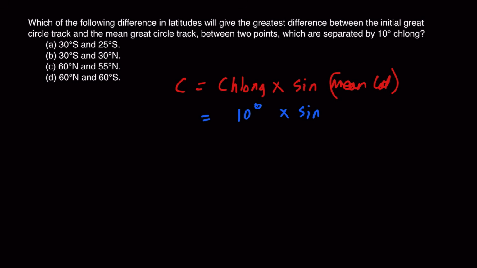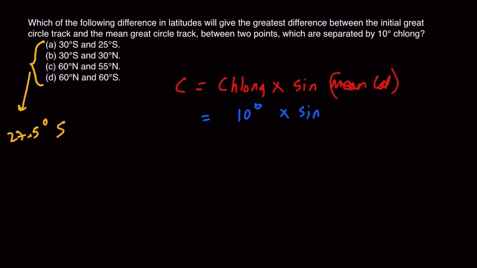How do I find mean latitudes? To find mean latitudes, I take the two latitudes, add them up, and divide by 2. So let's find the mean latitudes of all these four cases. For 30 degrees south and 25 degrees south, the mean latitude will be 30 plus 25, which is 55, divided by 2, which becomes 27.5 degrees south.